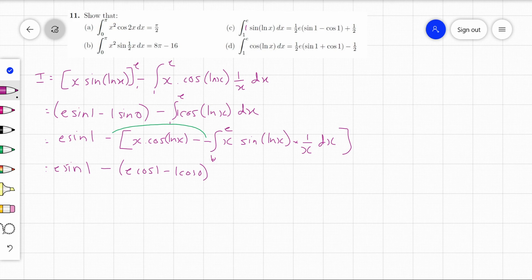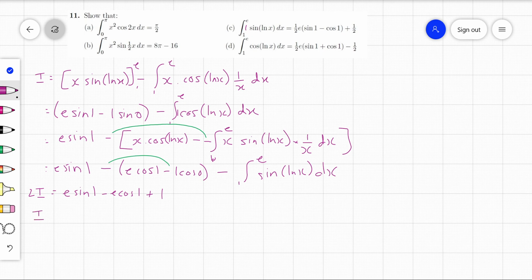So that'll be a negative. So I've got negative the integral, and it just becomes sine log of x dx, which was our original integral. So actually I can add it to the other side and say now I've got two lots of the integrals. I've got e sine 1, I've got minus e cos 1, cos of 0 is 1, so I've got a plus 1 there. Yeah, because this is minus times minus. All right, so I've got plus 1, and I've already put that integral on the other side.